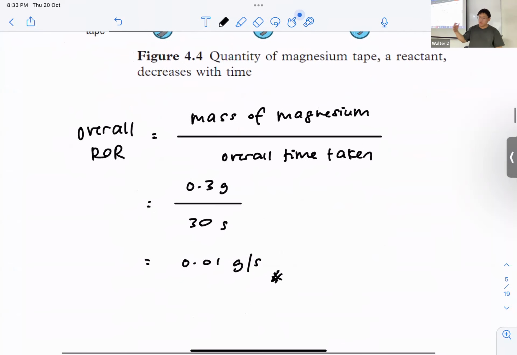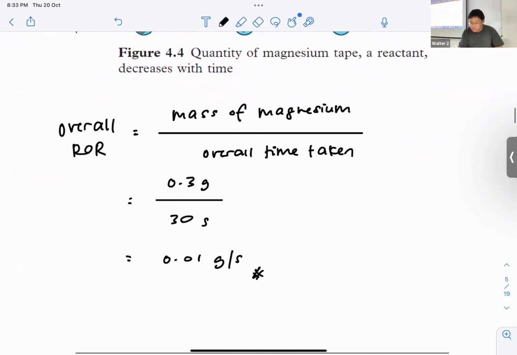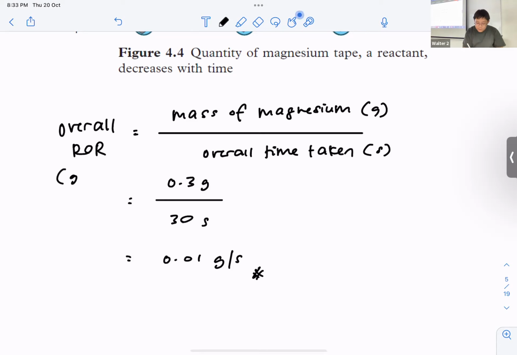Depending on what unit you use, because this is mass, and this is in seconds. So your unit for the rate of reaction is grams per second. But it can also be cm cubed per second and so on. All right, so you remember that. Okay, this is the easy version. The harder version is later on. I'll show you some examples.